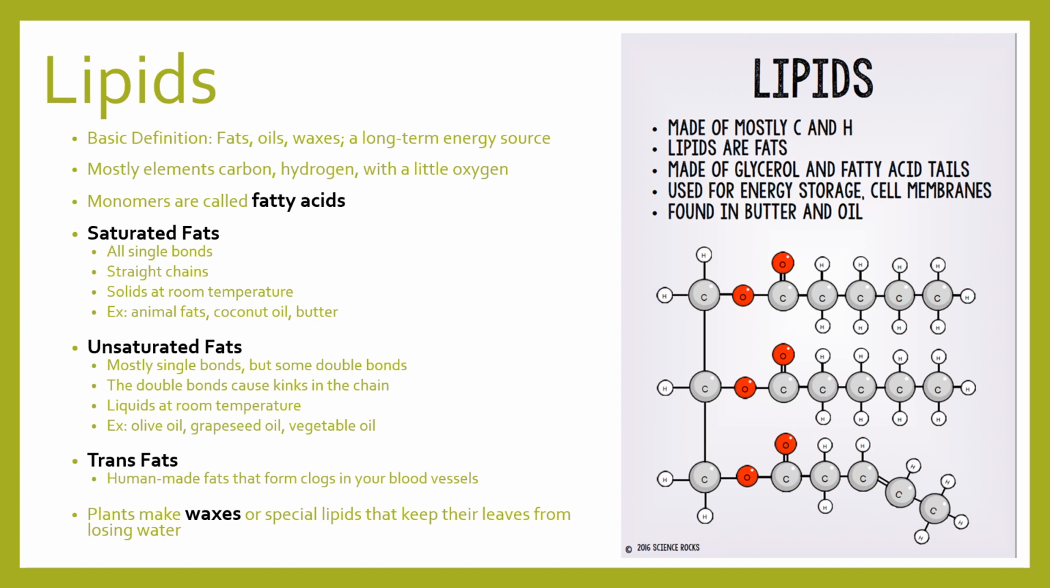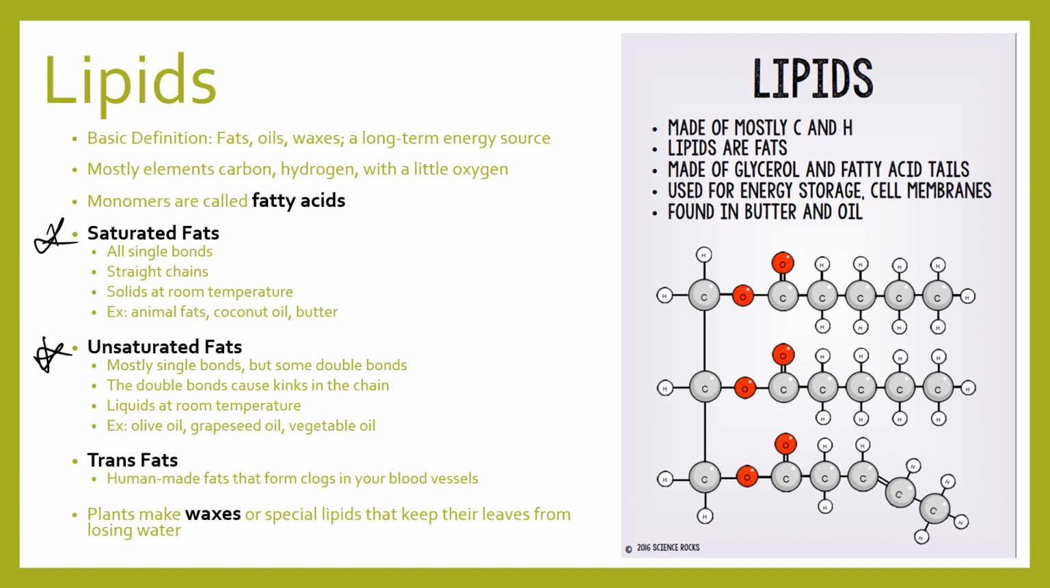Now, there's two or three really different types of fatty acids that we're going to talk about here: saturated fats, unsaturated fats, and trans fats. The two natural ones are going to be saturated and unsaturated fats, so let's talk about those first.